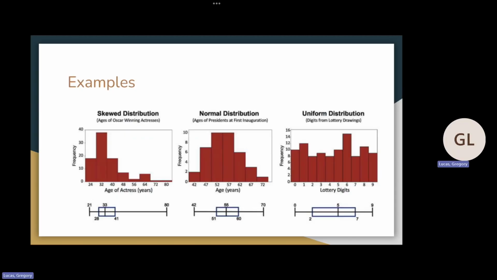So here are some examples. If we have a skewed distribution, like the first one, the minimum value reported is 21. The maximum value is 80. And this tells us Q1 is 28, Q3 is 41, and our median is 33. So it gives us a lot more information, and it's a little bit easier to read using this box plot. And we can see if it's skewed, our box should be skewed in the direction it's skewed.